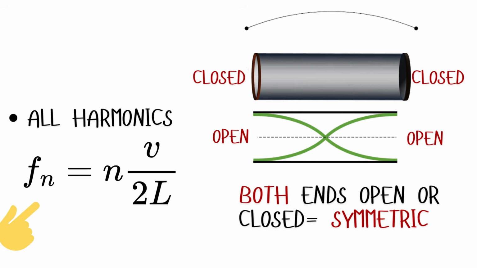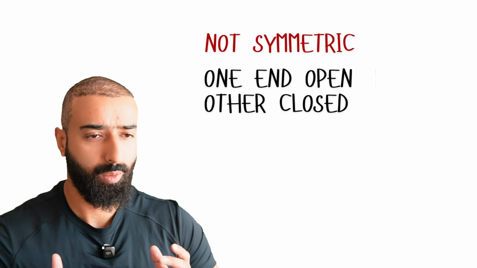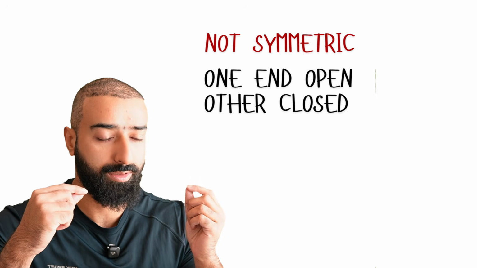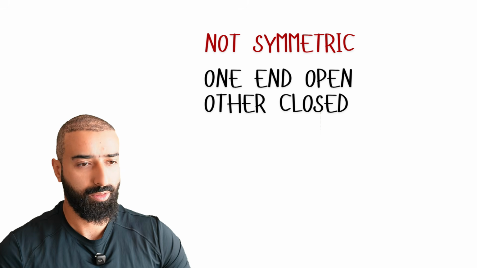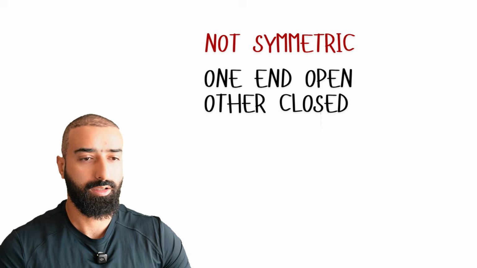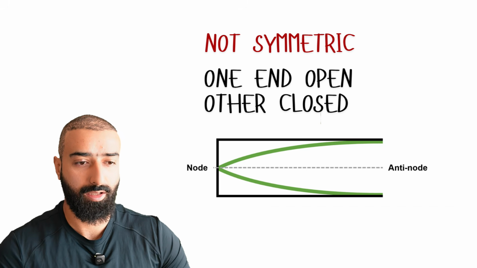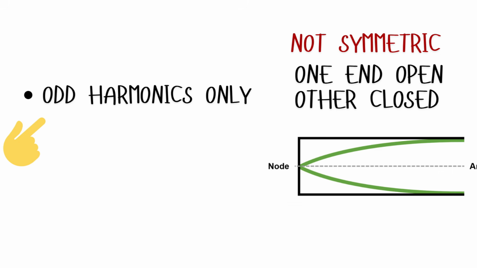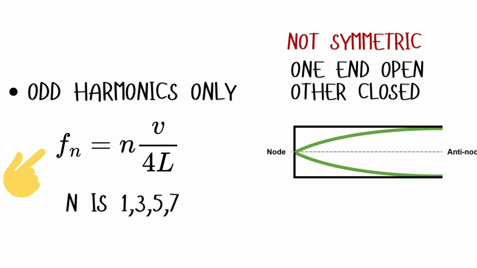Now let's look at the not symmetric case, in which one end can be open. For example, a string is open at one end and closed at the other, or a tube which is open at one end and closed at the other end. This is the not symmetric case. In this case, remember, you only have odd harmonics. You can have the first harmonic, the third harmonic, the fifth harmonic, and so on. Even harmonics are missing.